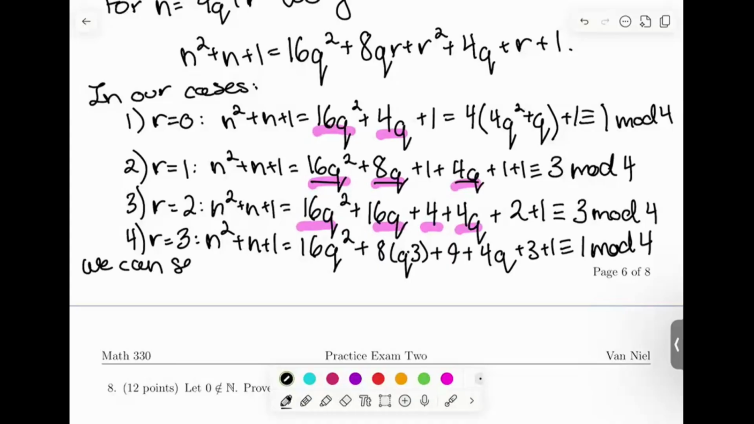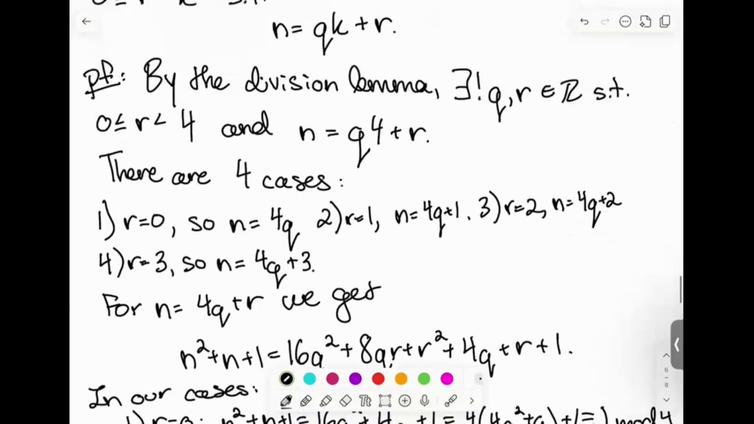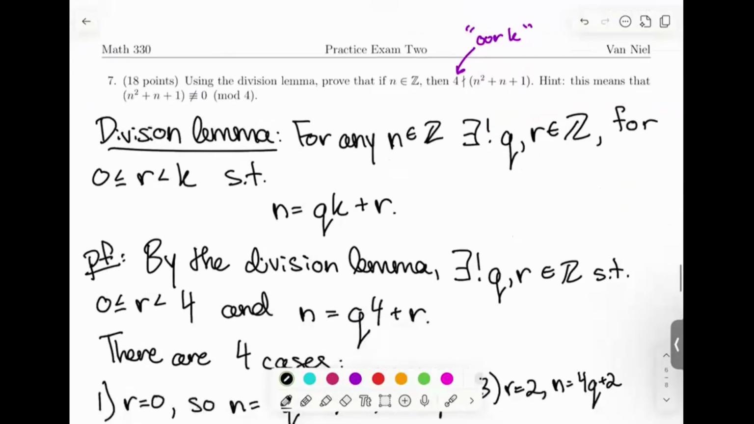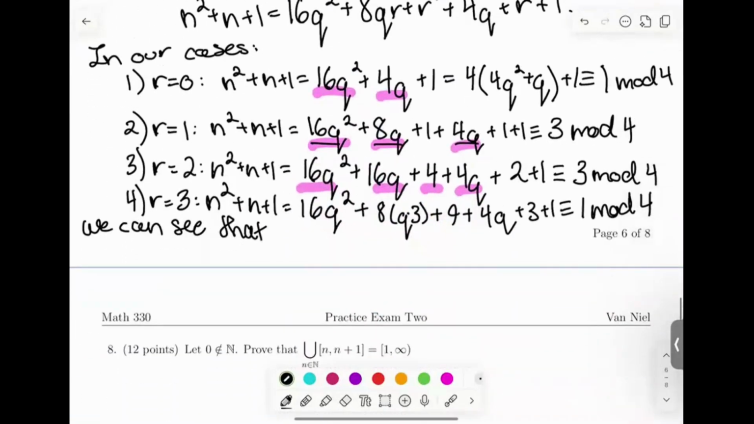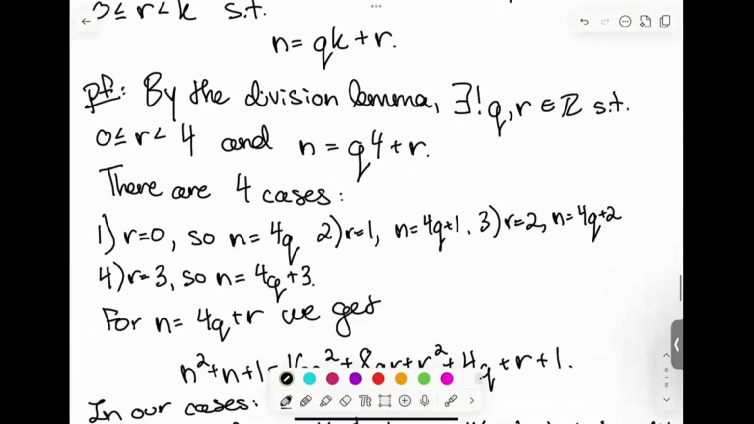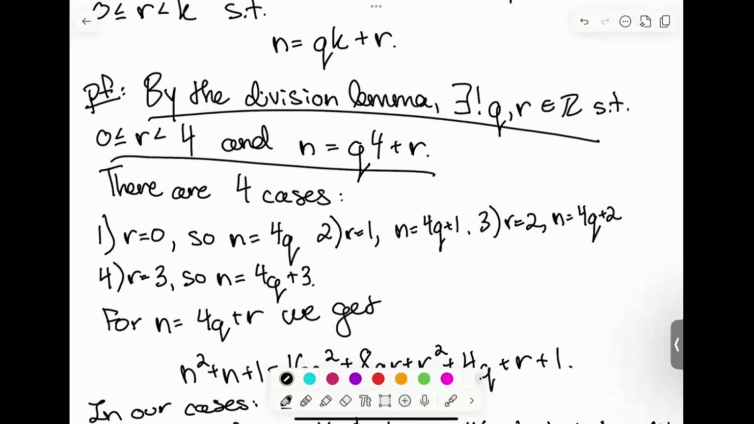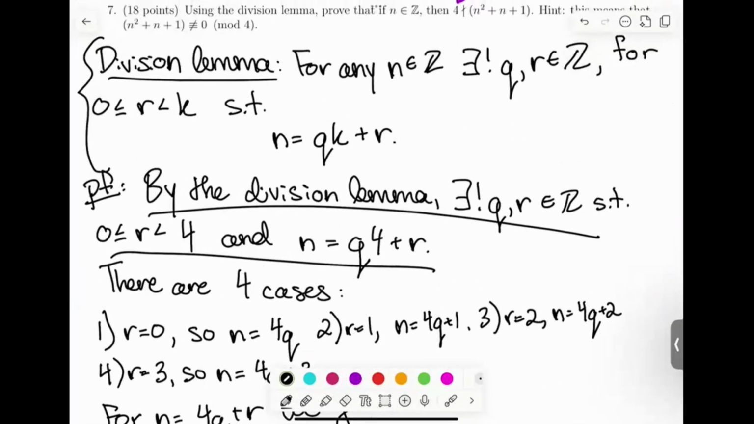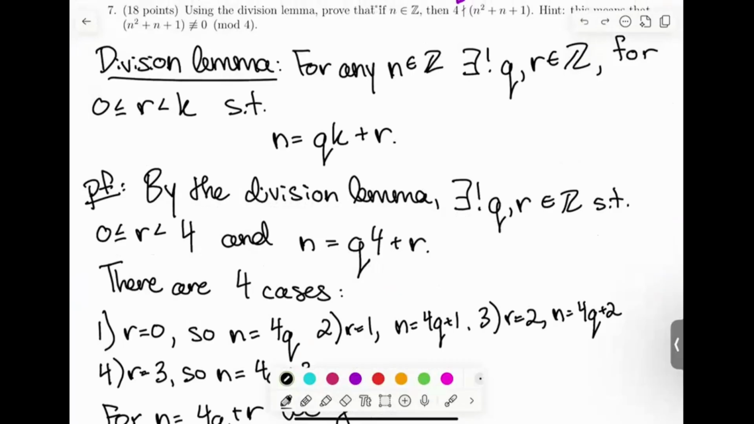We can see. Did I write really big at the beginning? Yeah. Oh, right. And I wrote the division lemma. You don't have to write the division lemma. You do have to reference it. Like this part you have to do, right? But this part you don't have to do, which is helpful.